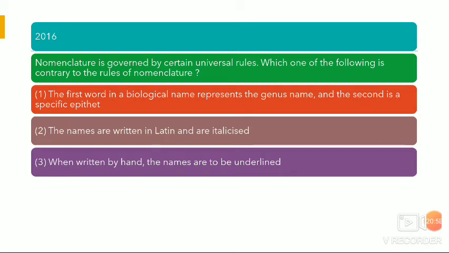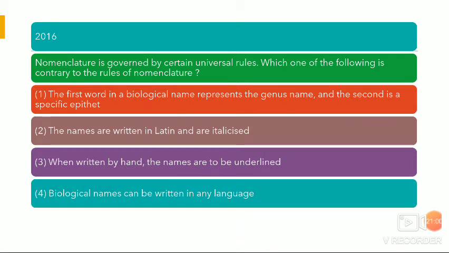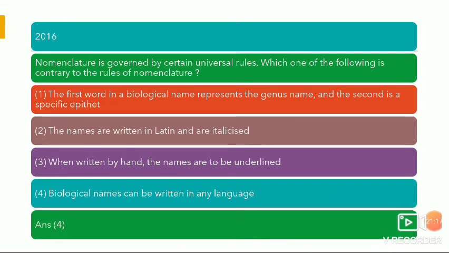We also know this is also right. Then comes biological names can be written in any language. This option is not right. We know that Latin language is must. That is a dead language and changes are not allowed in this language. So they selected Latin language. So the right option is fourth option.